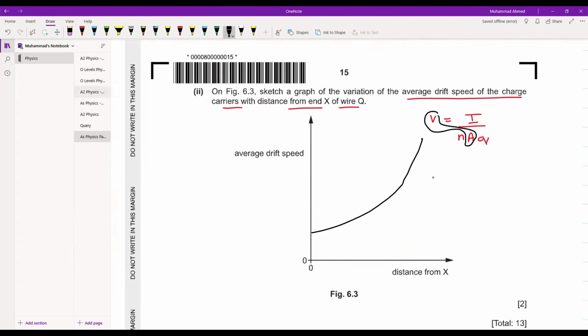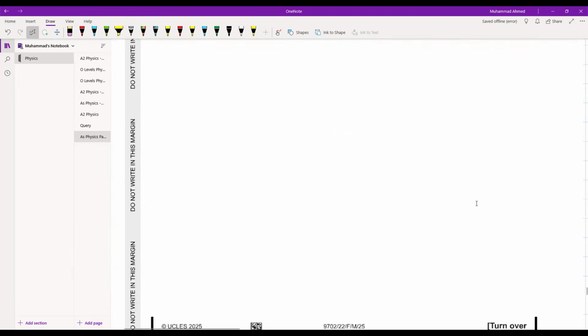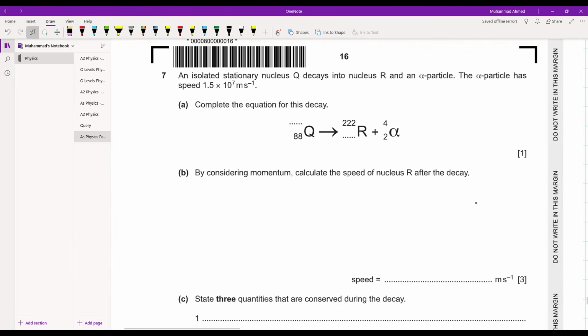Also, why have I taken a positive y-intercept? Because even when the distance from x is zero, बेटा जब आपका distance from x zero है, जब आप इस phase पे भी हो, तब भी आपके कुछ ना कुछ drift velocity है. That's why I have taken a positive y-intercept. Simple. Smooth phase and move ahead.